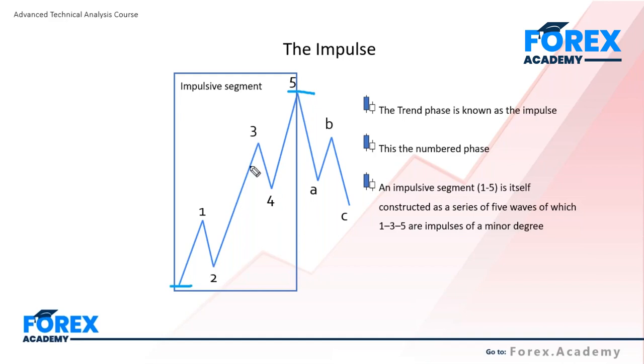which means that waves 1, waves 3, and waves 5 are also regarded as impulsive waves because they are moving in the direction of the trend. Now these would be referred to as impulsive segments 1 degree lower. In other words, think about it in the way that you are looking at the move from 1 to 5 under a microscope, and then you can identify these 5 swings. So 1 degree lower, wave 1, wave 3, and wave 5 will also be regarded as impulsive waves.